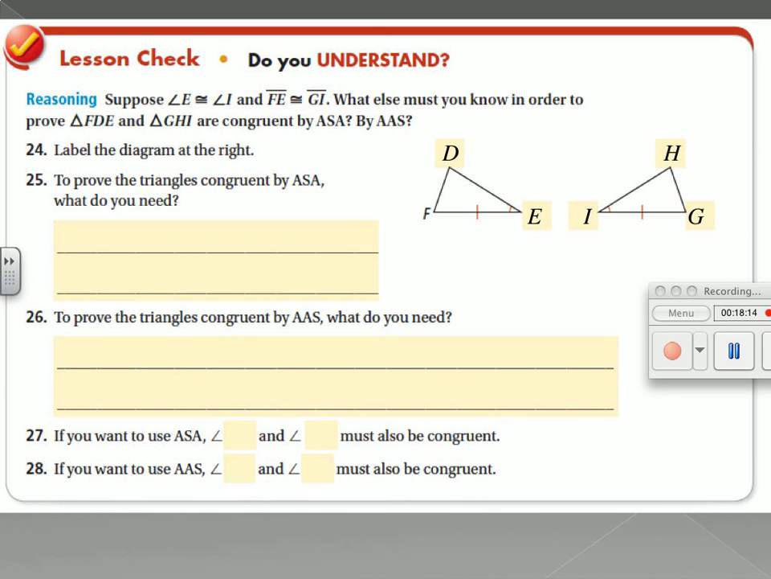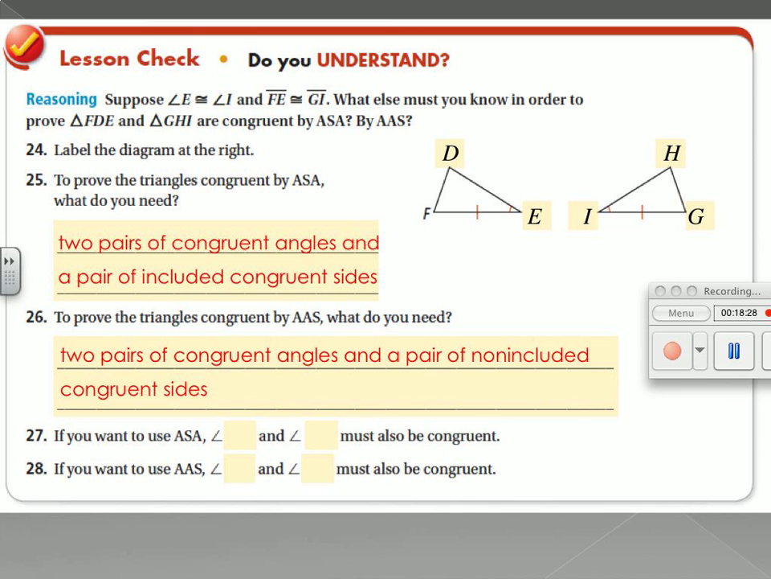All right, so to prove the triangles are congruent by ASA, what else do we need? We need two pairs of congruent angles and a pair of included congruent sides. And to prove the triangles are congruent by AAS, we need two pairs of congruent angles and a pair of non-included congruent sides. So if you want to use ASA, we have to say that angle F and angle G must also be congruent. And if we want to use AAS, we have to say that angle D and angle H must also be congruent.